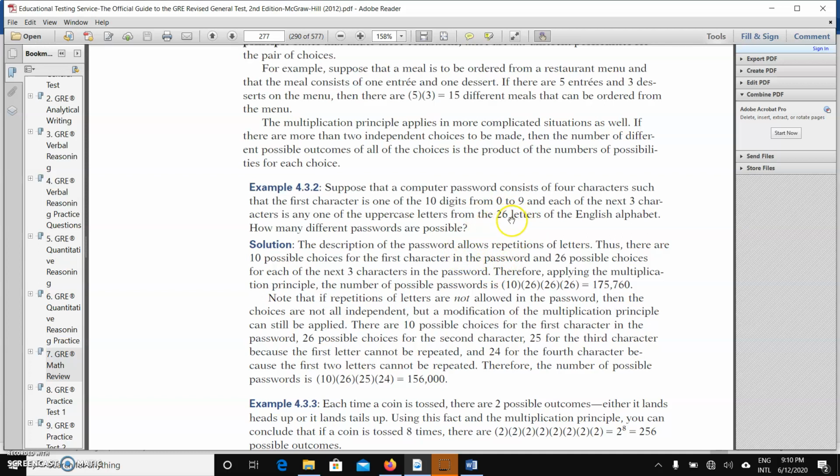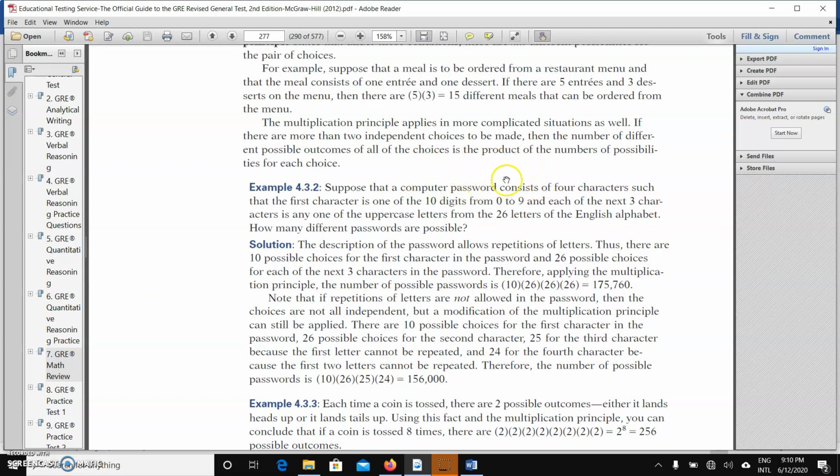So for the first one, since we are picking from 10 digits, that's the only thing available for the first character. Since we have 10 choices of number we can pick, we are going to put 10 there. For the second, third, and fourth, we are going to pick one of the 26 English letters, which means for the second one there are 26 possibilities. Third one there will be 26. Fourth one there will be 26.